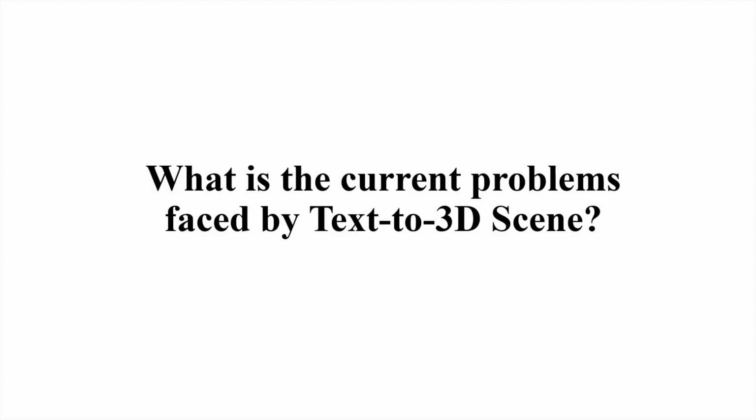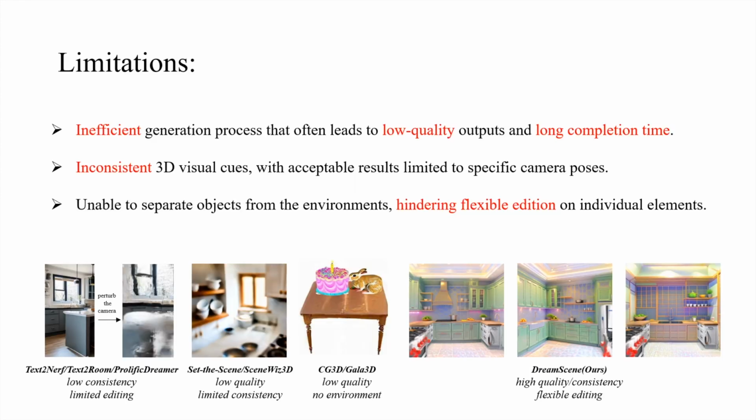And what are the current problems faced by text-to-3D scene generation? The current methods mainly face issues such as inefficient scene generation, visual inconsistency in 3D, and limited flexibility in editing, due to their generation algorithms and fixed camera sampling strategy.